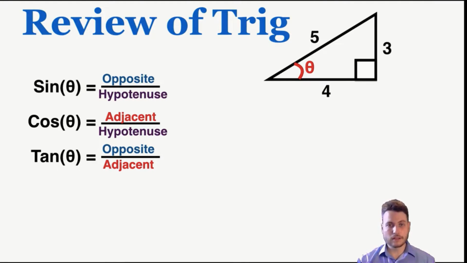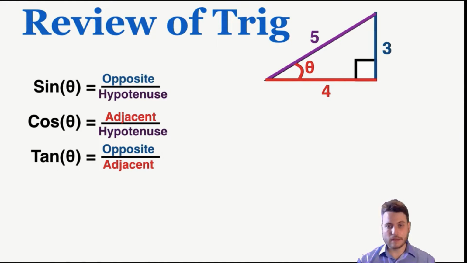And to do that, the first thing I need to do is identify which side is opposite, which side is adjacent, and which side is the hypotenuse. And I can see that the opposite side is the side farthest from the angle, so that will be the 3. I'm going to call that blue. The adjacent side is the side next to the angle that's not the hypotenuse, so that's 4. And the hypotenuse is 5.